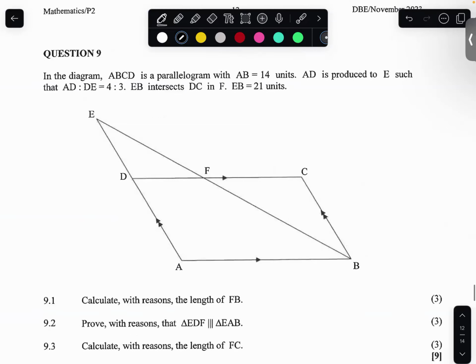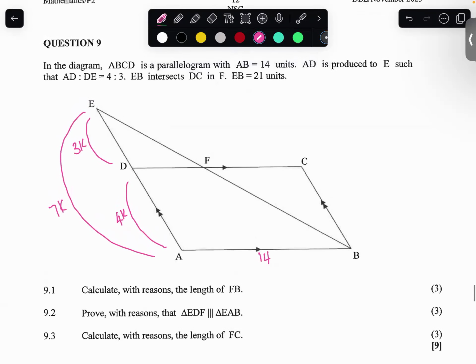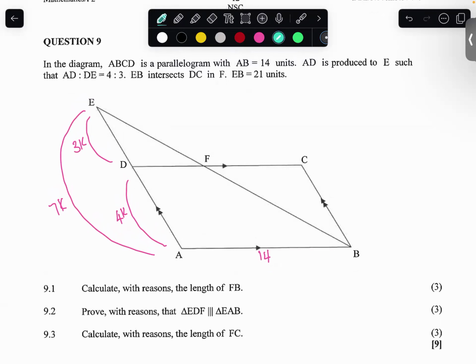Okay, question 9. In the diagram, ABCD is a parallelogram with AB equal to 14. AD is produced to E such that AD is to DE as 4 is to 3. AD is to DE as 4K is to 3K, I'm going to put a variable to show it's a ratio, which makes this whole thing 7K. Right. EB intersects DC in F. EB is 21 units. Okay. Calculate with reasons the length of FB. So they gave me that EB is 21 units.